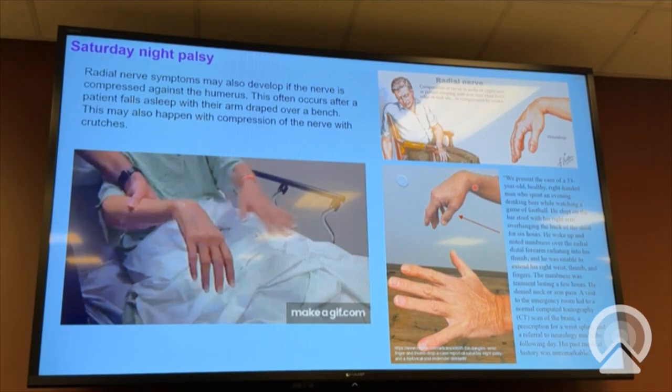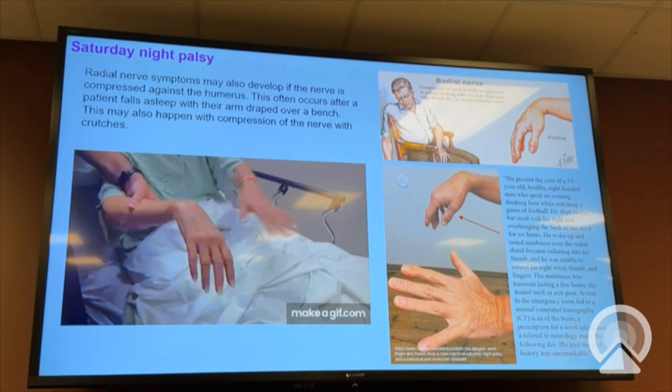Another way you could get it, if you didn't have a midshaft humeral fracture that was a little less ceremonious, is what they call Saturday night palsy. Saturday night palsy is if maybe you just finished your anatomy exam and you and your friends are heading out and you have maybe a little bit too much fun and you fall asleep or pass out, and your arm is draped across a chair or a park bench or something like that. That's how they always describe it. Then you're compressing the radial nerve against the humerus, which has the same kind of effect as lacerating the nerve.